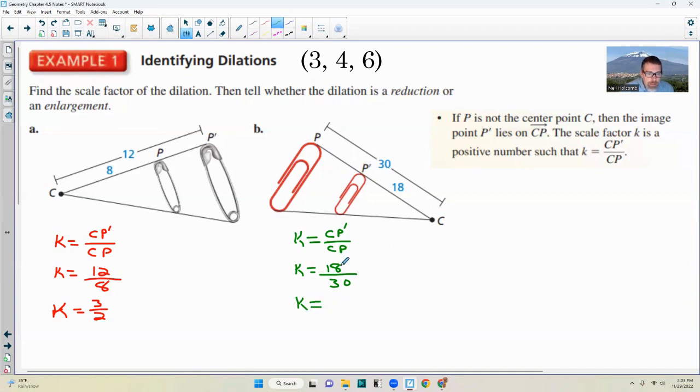So 18 divided by 3 is 6, and 30 divided by 3 is 10. So that is 6/10 or 3/5. Okay, so the scale is 3 to 5. You're going from big to smaller, 3/5. All right, so this is 3/5, and it's less than 1, greater than 0. So that is a reduction.